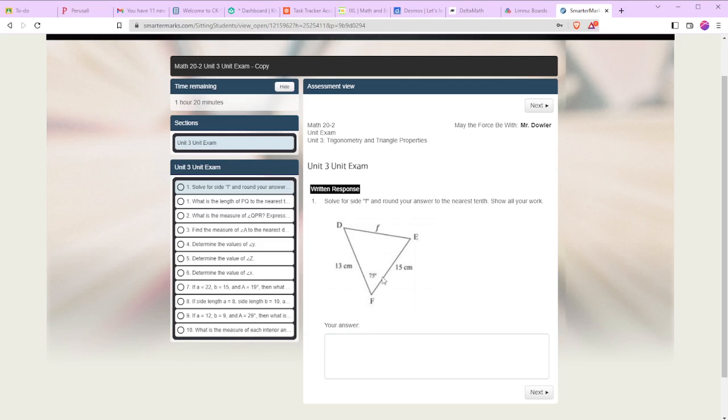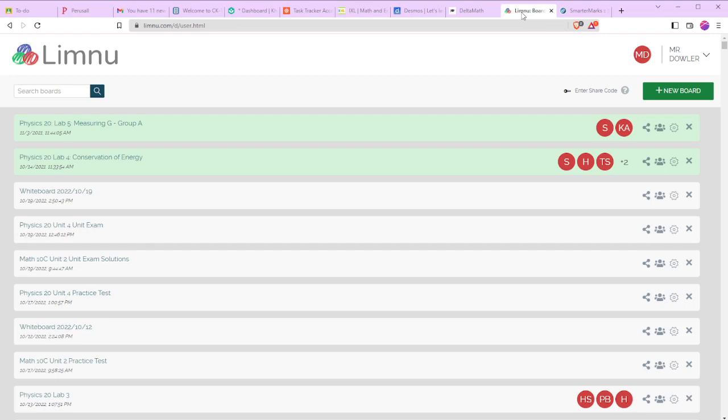The triangle we are given has a 75-degree angle, no confirmed right angles, and that 75-degree angle is in between sides of length 13 and 15. So this is side angle side construction. We solve that with our cosine law. So let's fire up a new whiteboard.